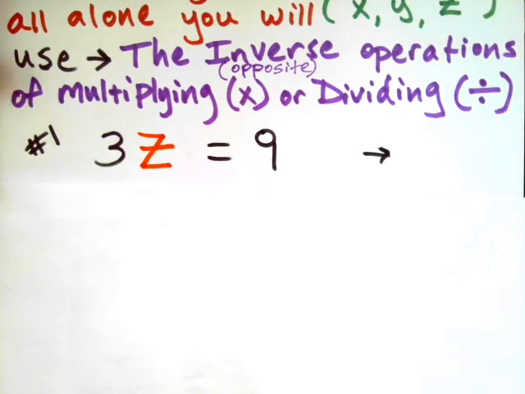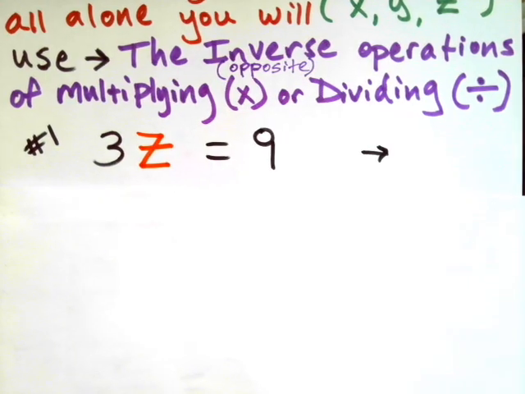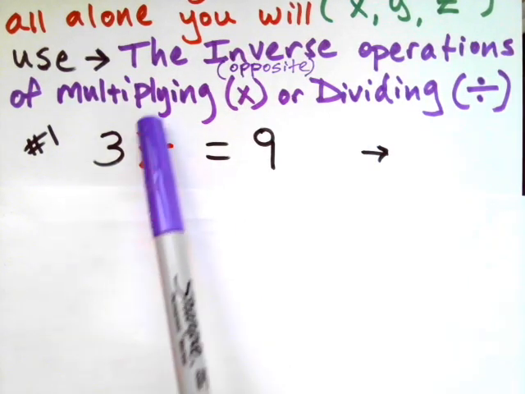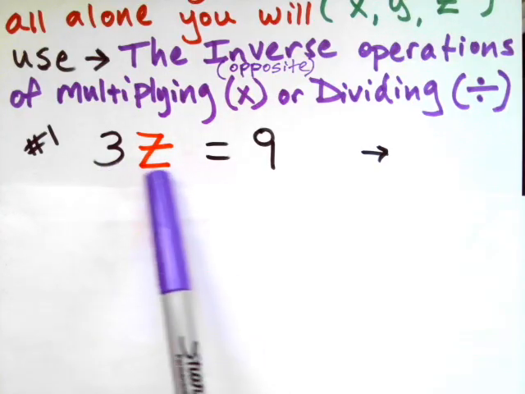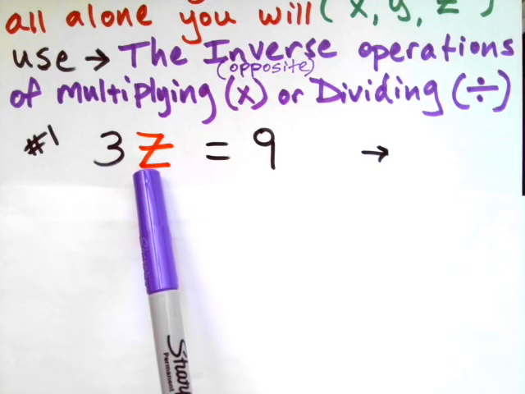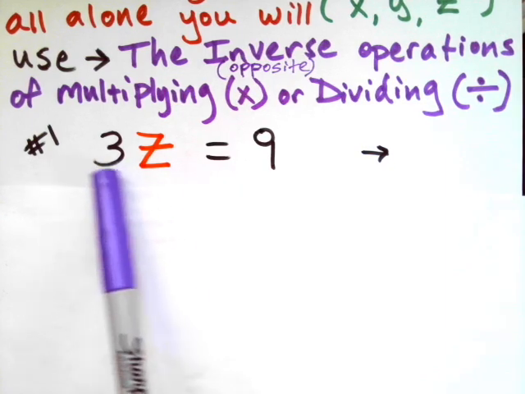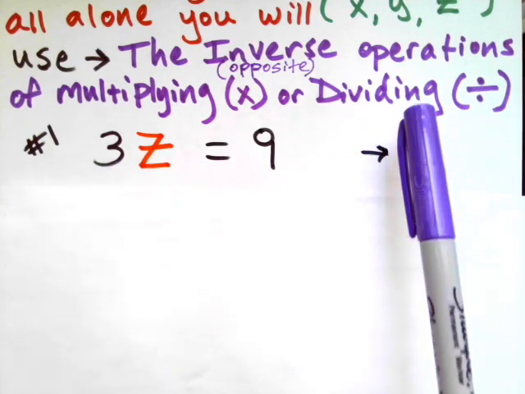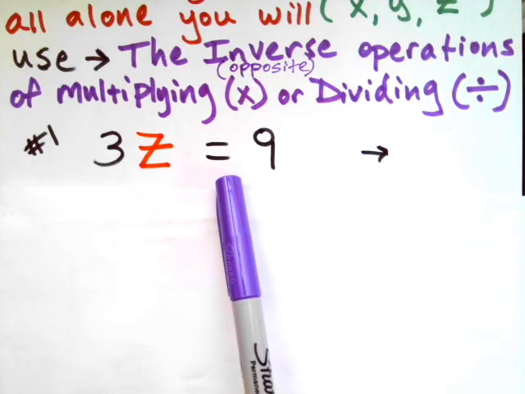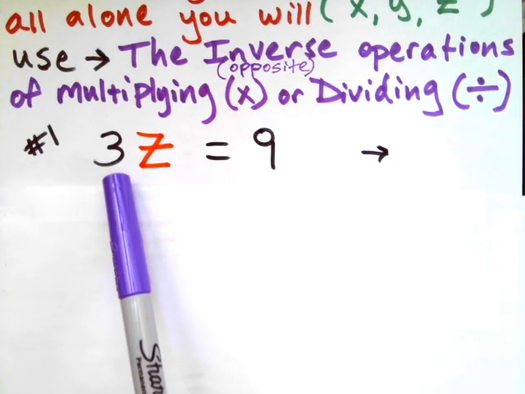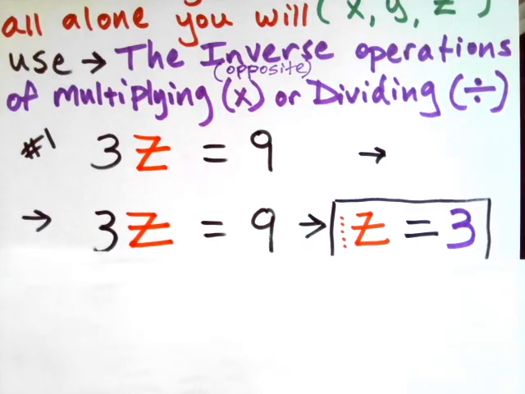I have 3z equals 9. So again, I'm wanting to show you how to free up that variable from that 3. 3 is attached to z through multiplication. What's the inverse or the opposite of multiplying? It's going to be dividing. So I'll divide both sides of the equal sign by 3. And I'm going to show you that here.